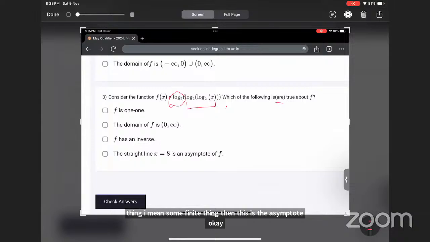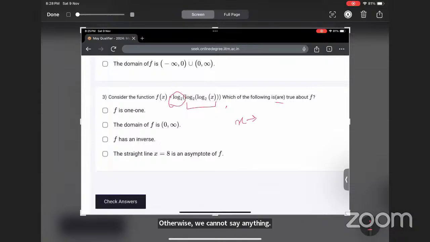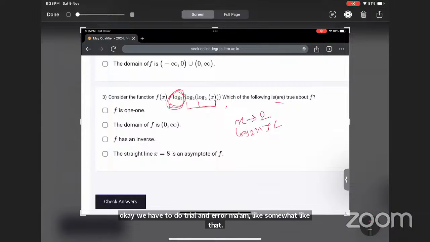Here, if x tends to 2, then this portion will be tending to 1, right? Then the next one will be tending to 0. Then we have to do this trial and error, ma'am? No, not trial and error.